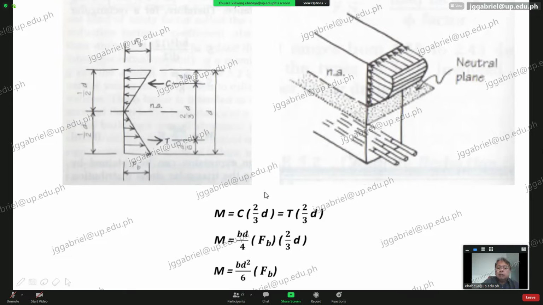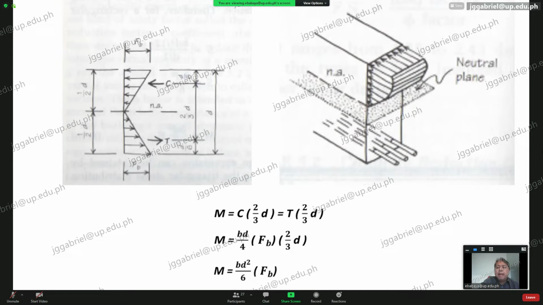So therefore, the formula would be this one. Now, taking this block, then you'll end up with this formula. Moment would be BD squared over 6 times FB. FB is the maximum flexural stress, that is found at the surface of the beam.